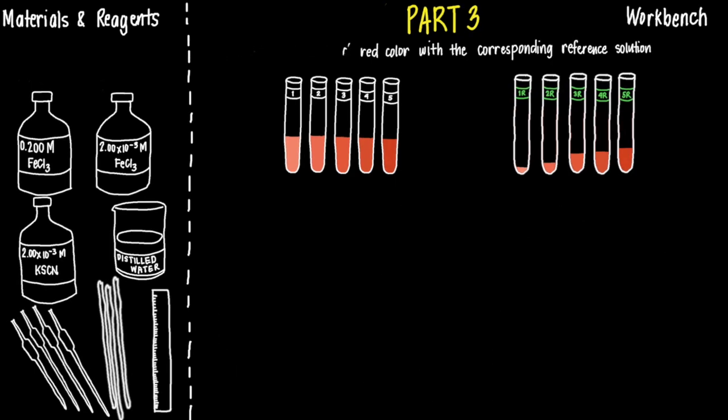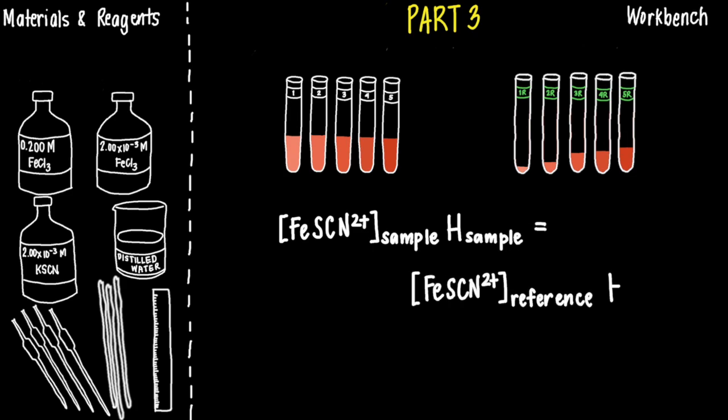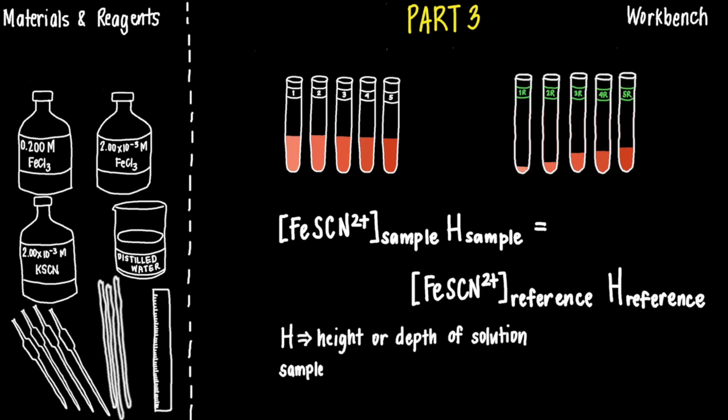Now, we have all the data that we need. We can proceed to the calculation. Using the equation shown, we can determine the concentration of iron 3 thiocyanate ion in test tubes 1 to 5. Try it for yourself and start filling in the tables in your laboratory journal. If you have any questions, don't hesitate to ask your teacher.